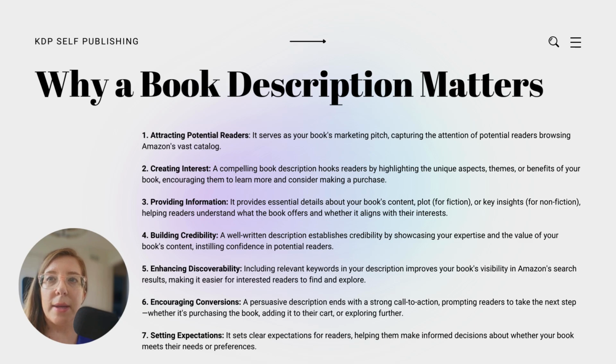Okay. Number six, encouraging conversions. A persuasive description ends with a strong call to action, prompting readers to take the next step, whether that's purchasing the book, adding it to their cart, or exploring further. And then number seven is setting expectations. It sets clear expectations for readers, helping them make informed decisions about whether your book meets their needs or preferences.